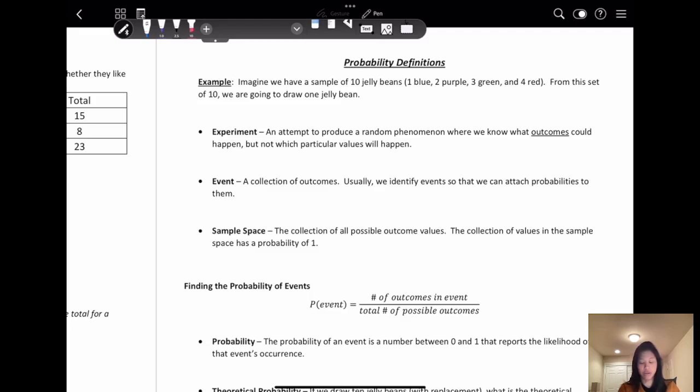An experiment is an attempt to produce a random phenomenon, where we know what outcomes could happen, but not which particular value will happen. So in this example, we're going to draw 1 jelly bean. This is the experiment. We pick a jelly bean, and then look at the color.